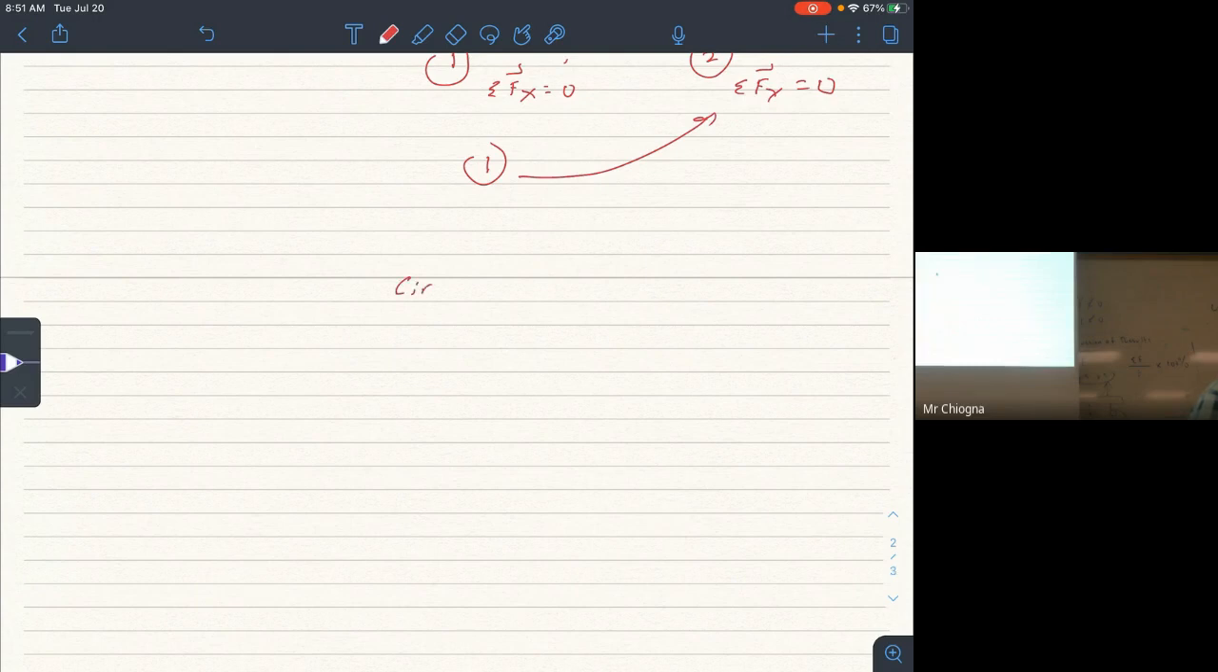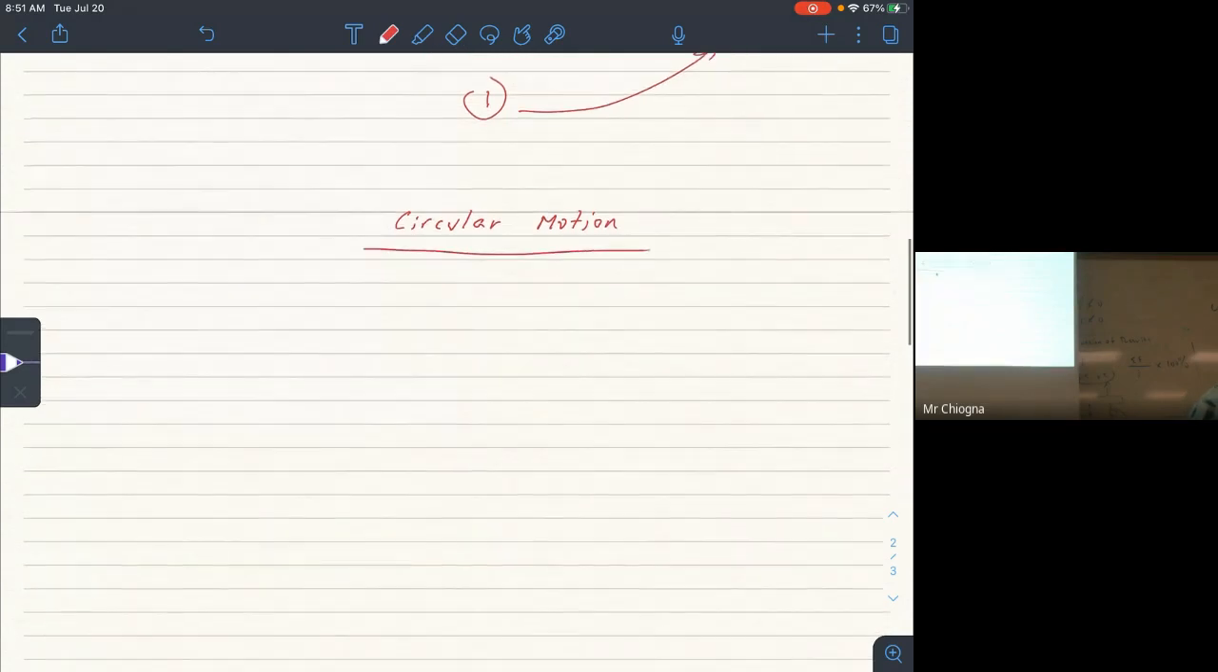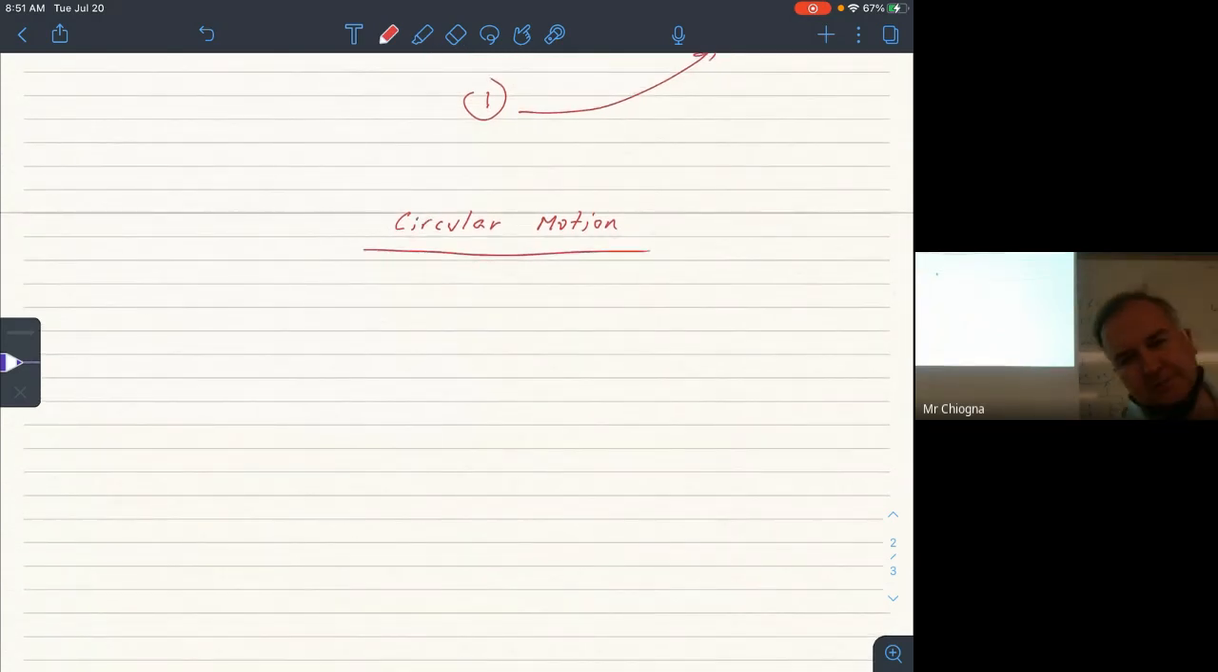Circular motion. We're going to deal specifically with uniform circular motion. It's going to be uniform. There are accelerated forms of this, but we don't deal with them. Uniform means, in our case, constant speed.